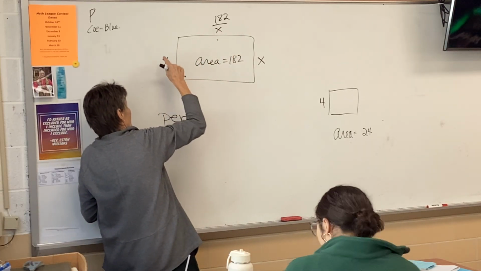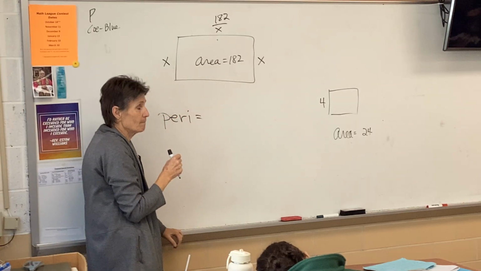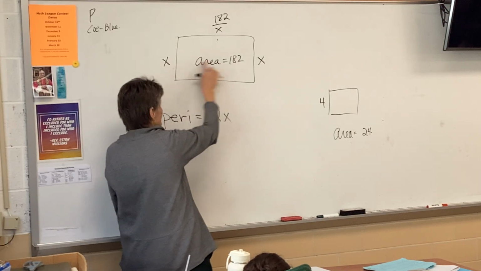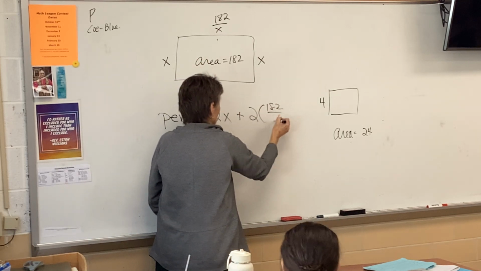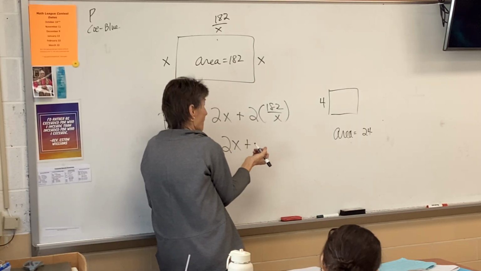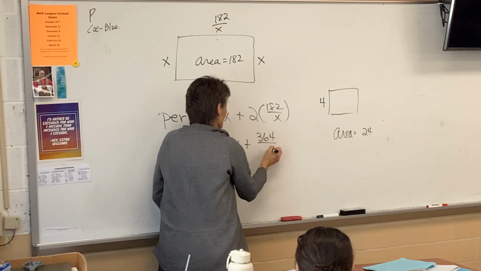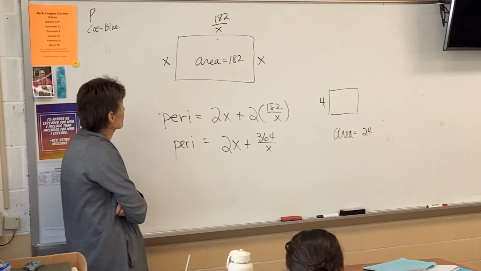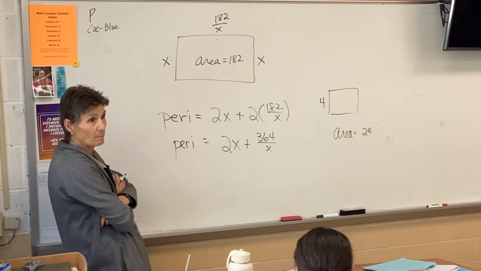What do you get when you multiply x times 182 over x? 182? Yeah. So your perimeter is 2 x's plus 2 of those. So 2 x's plus, what's 182 times 2? 364 over x. There's your perimeter. Okay, everybody keeping up with that?